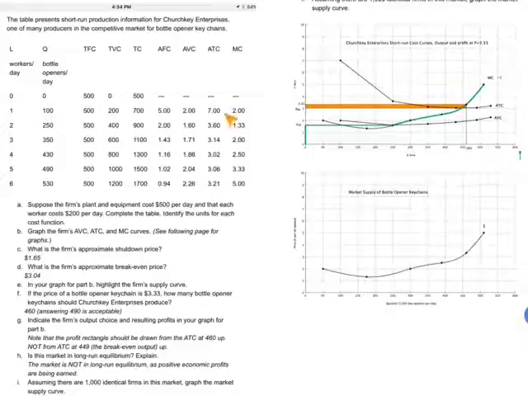The marginal cost is a little different. There we're looking at the change in total cost or the change in variable cost. The change is the same. Here the change is always 200, right? We're always adding one more worker.